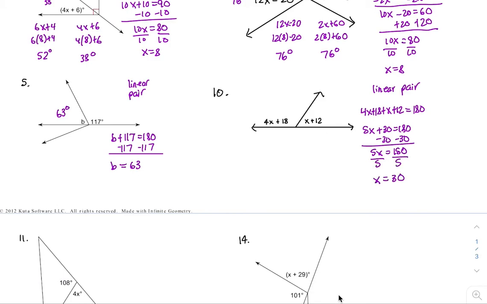Now we plug in x into both of the angles to find the angle measurement. So 4x plus 18, x plus 12. We plug in 30 into here, into x, and we substitute 30 into here as well. So we're going to get 4 times 30 is 120 plus 18, 138, and 30 plus 12 is 42. So this one's 138 degrees, and this one is 42 degrees.